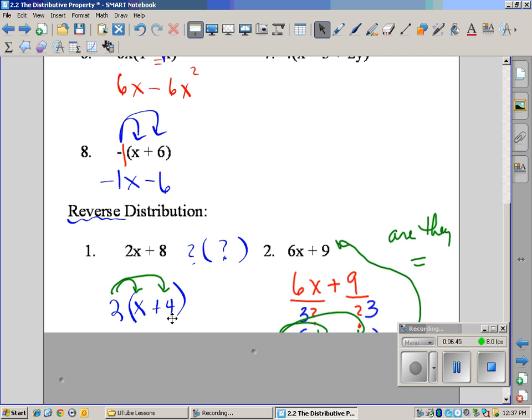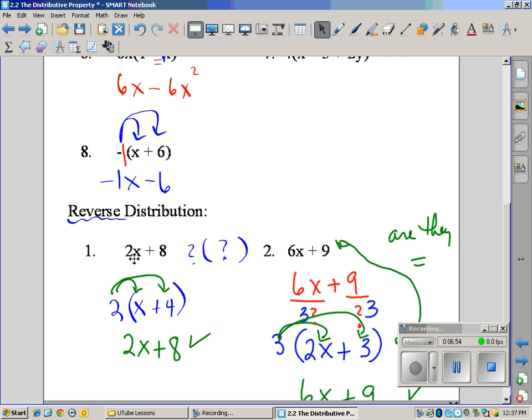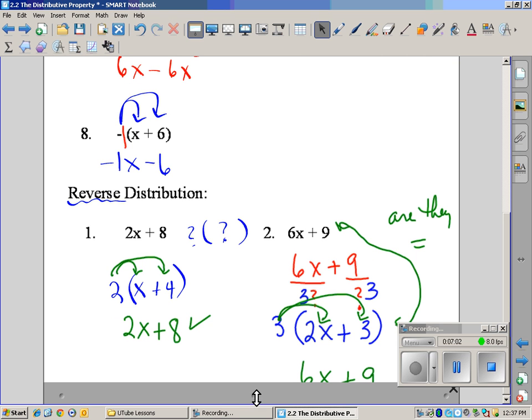And the good thing about this reverse distribution is it's really easy to check. You take what's on the outside, multiply it back, and see, do you get what we started with? Do you get 2x plus 8? Yes, I do. 2 times x is 2x. 2 times 4 is 8. Okay, let's keep going here.